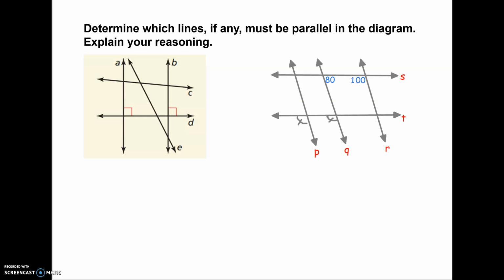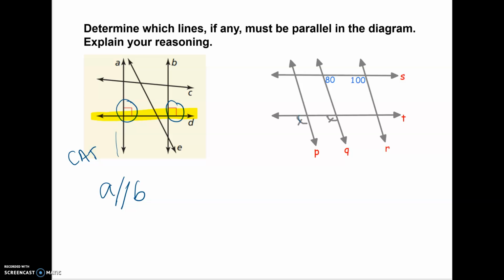Okay, determine which lines, if any, must be parallel in the diagram and explain your reasoning. So my first diagram, the only angles that I have are right here. Those are corresponding angles. They're both 90 degrees. So that tells me that A is parallel to B. You can also remember that they're both perpendicular to that line D. That's where the right angle touches. So that makes them parallel to each other.